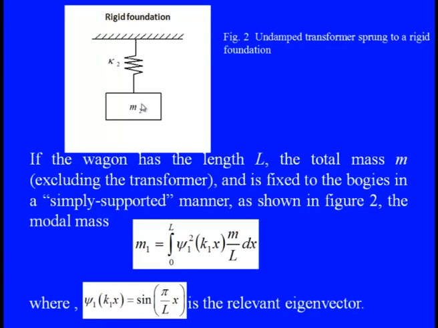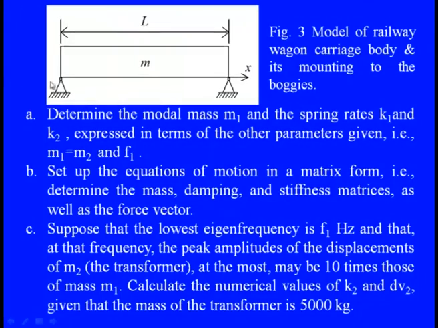When we are excluding the transformer, it is fixed to the bogies in a simply supported manner. That means if the added mass is not there, then initially the entire body can be treated as the single mass M with the length L, and since it is supported at the bogie part, the entire wagon can be treated as a simply supported beam. So, the two supports are there from the bogie.